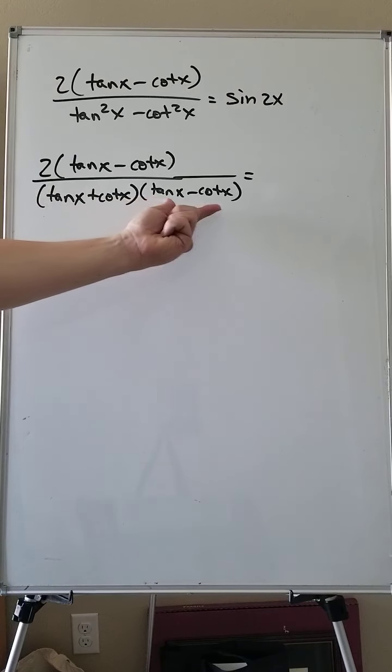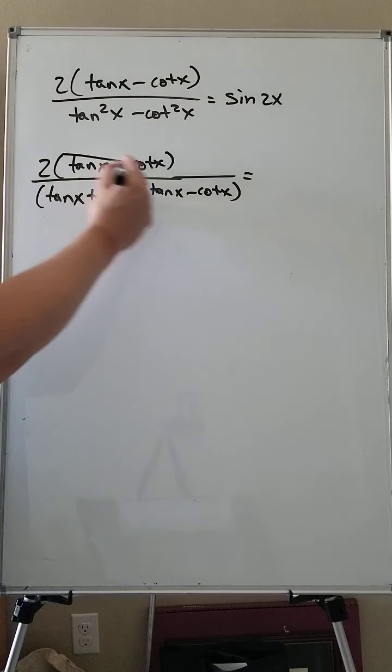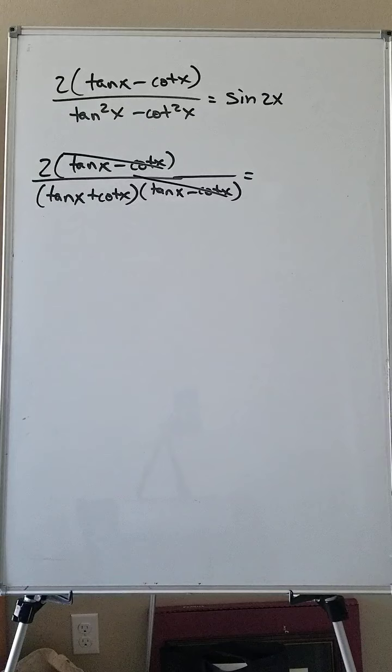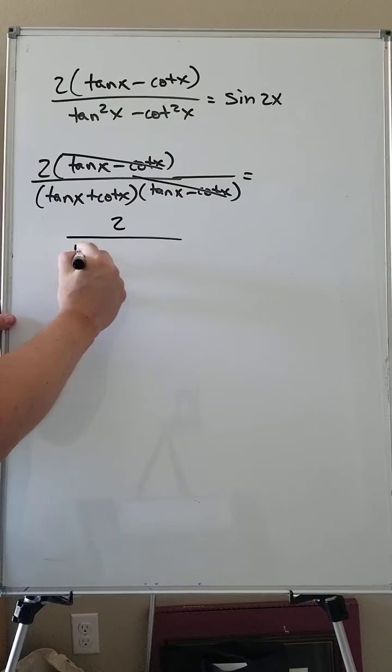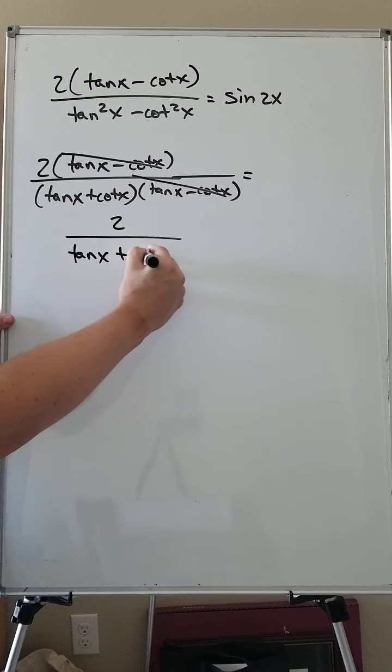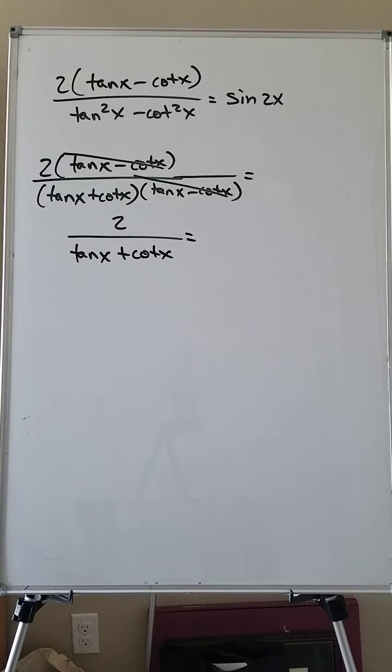A plus b times a minus b, that's really a squared minus b squared. And then that means this factor will cancel out with this factor. And so now what I have left is 2 over tangent of x plus the cotangent of x. Well, tangent of x plus cotangent of x, that's not an identity. There's nothing else I really see to do.